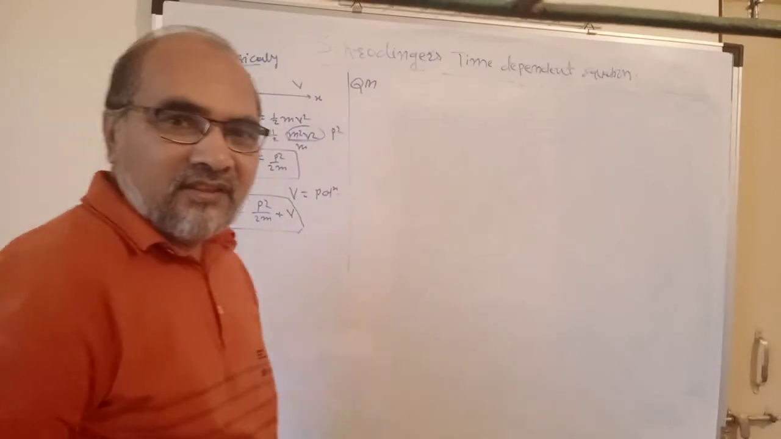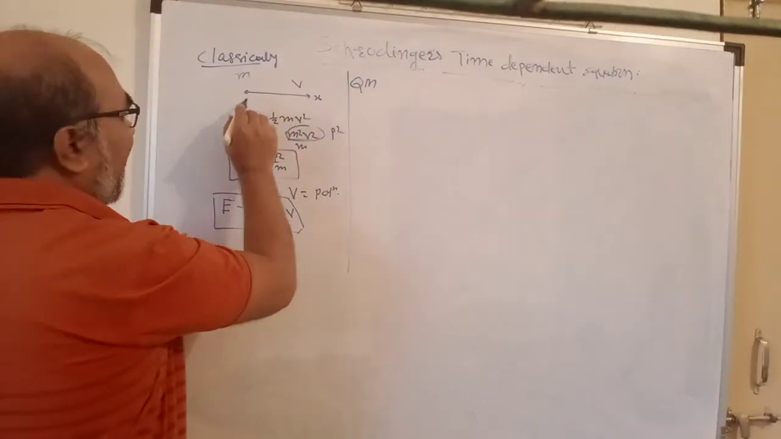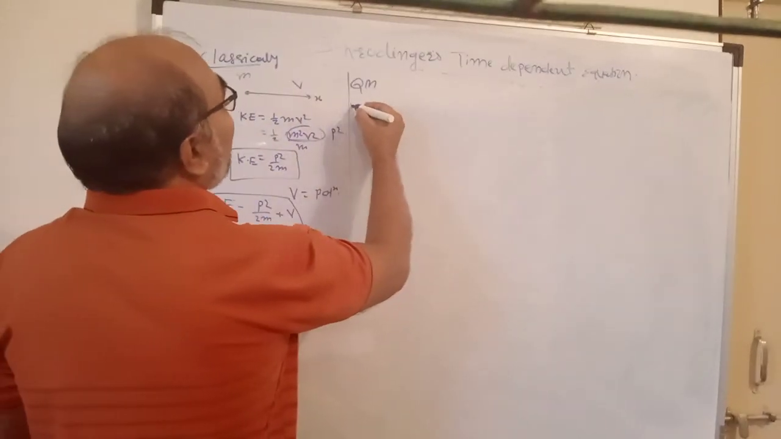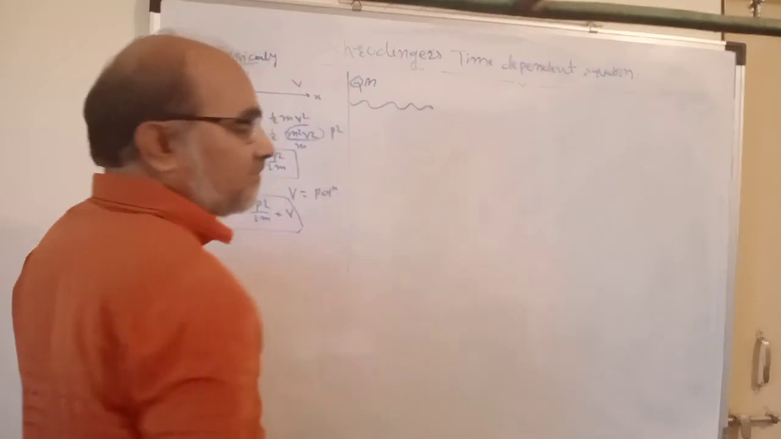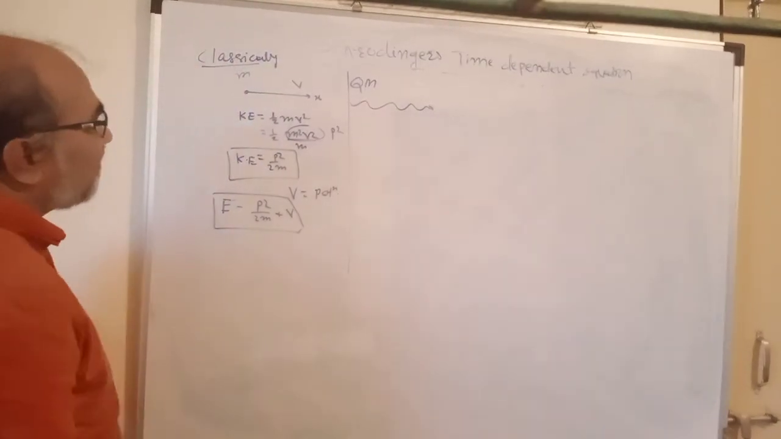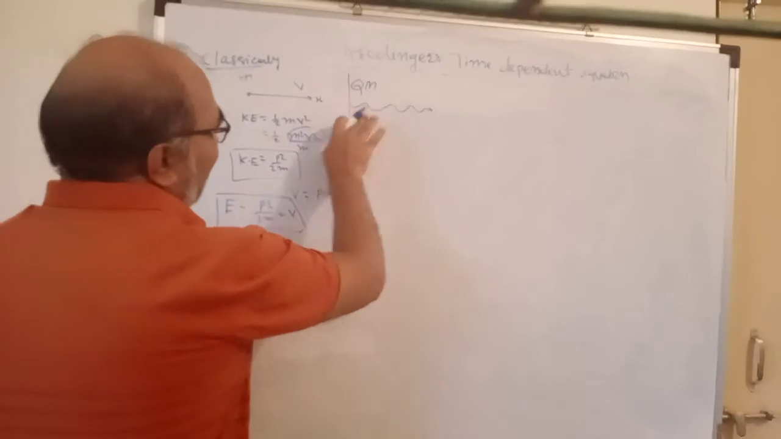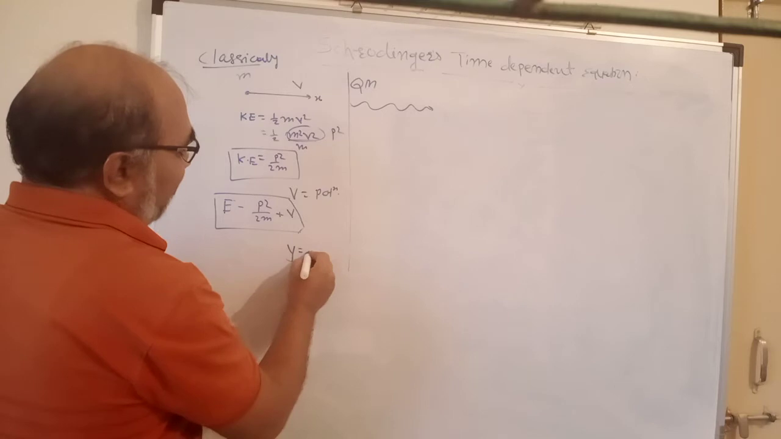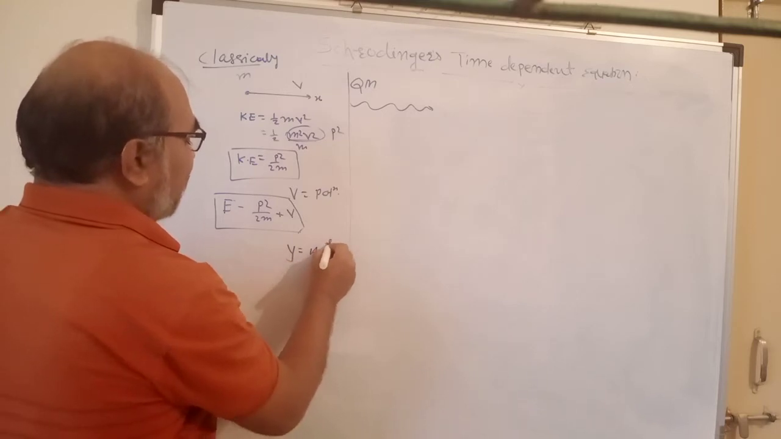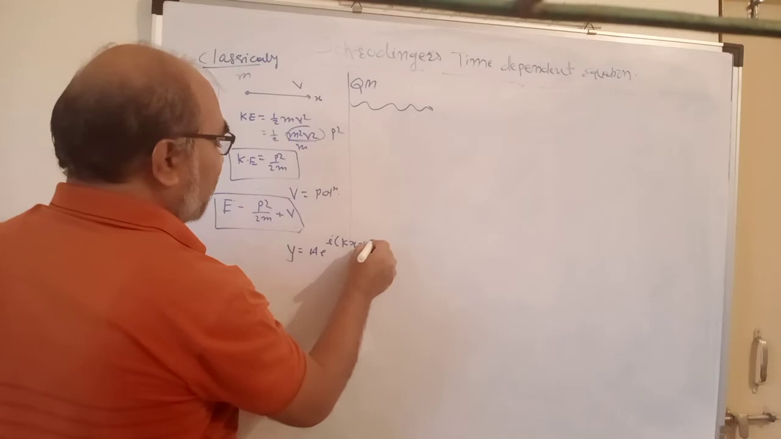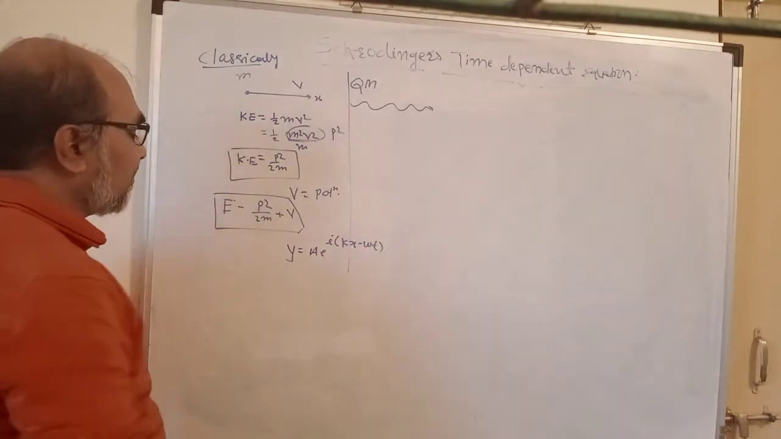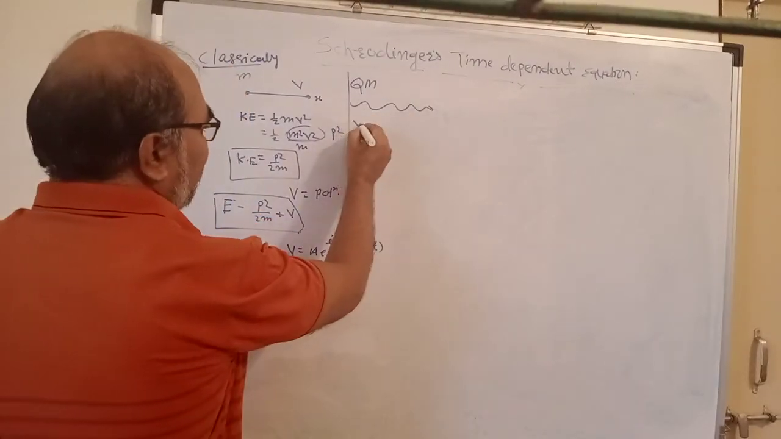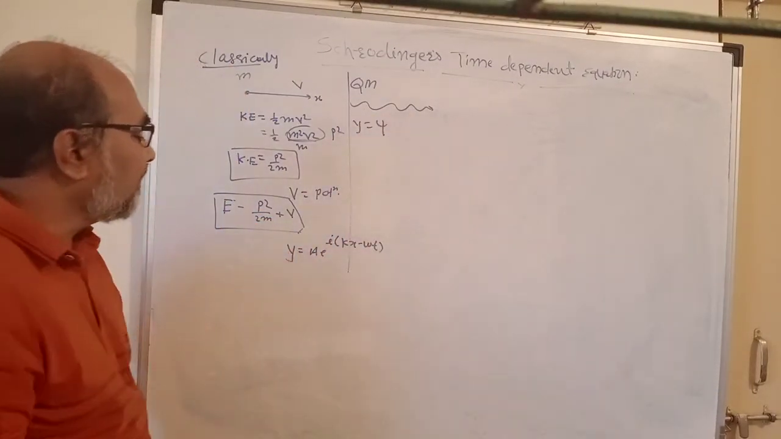According to the de Broglie hypothesis, this mass m moving along some direction is, quantum mechanically, represented by a wave. If it is a wave, we all know that y is equal to A e raised to i(kx minus omega t) is a simple wave equation. In the quantum mechanical treatment we consider y as psi, a wave function.